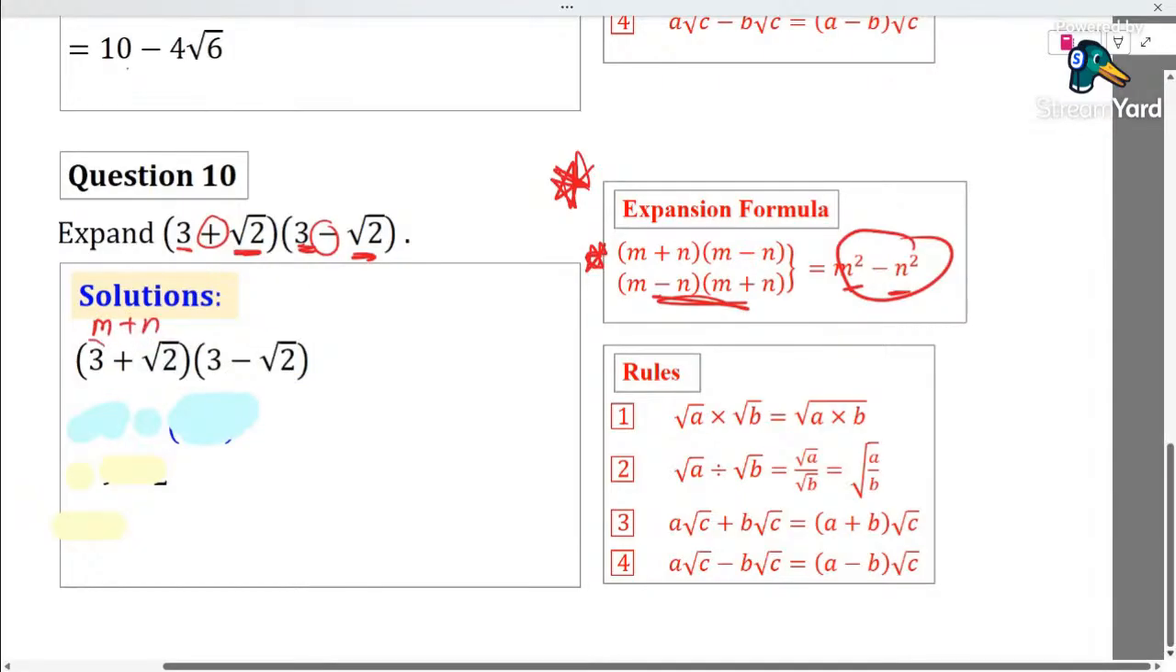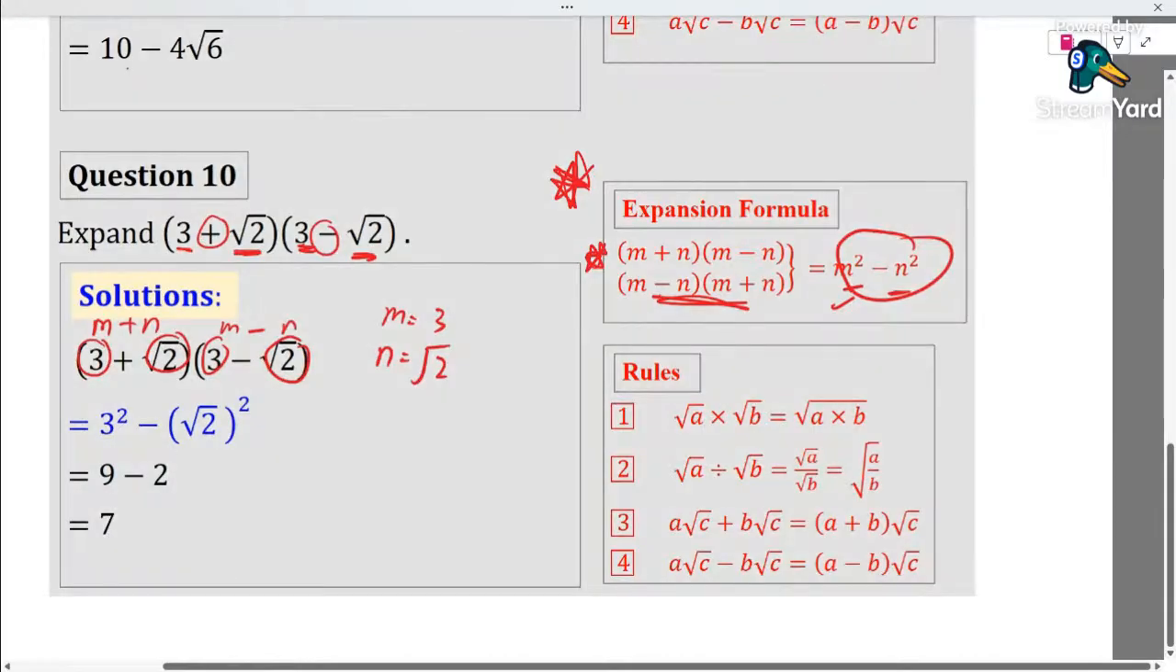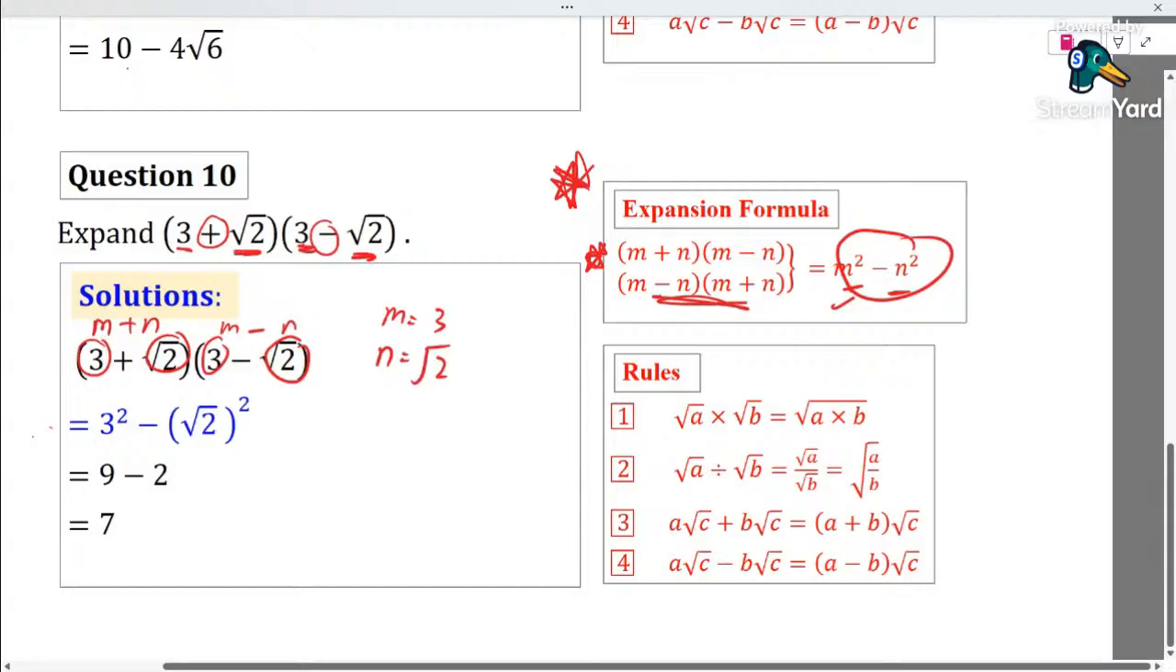m plus n, m minus n. So m is equal to 3, n is square root of 2. So if we apply this formula, what I have is m square minus n square. What is m square? 3 square is actually 9. Square root of 2 square is actually 2. So it's just as simple as 9 minus 2. Then the answer is 7. Again, it's a two-line answer. I need you to really know this idea so that when you do rationalization involving conjugate pair multiplication, you can do it fast and efficiently.